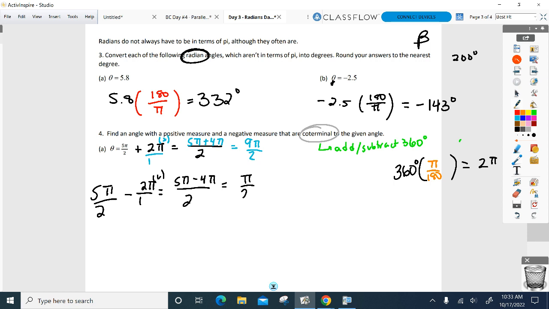Did I follow the directions? No. This is still positive. I needed a positive and a negative. So just like you did with degrees, what do you think I keep doing here until I get a negative? What do you think I have to do to pi over 2 now? Keep subtracting 2 pi.